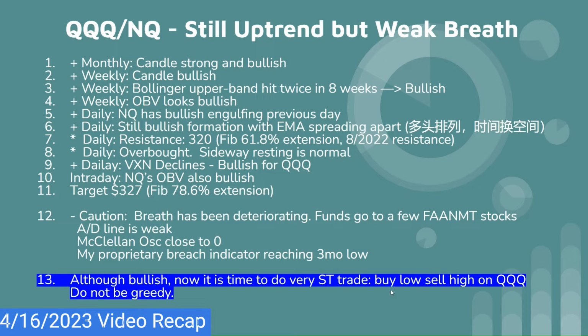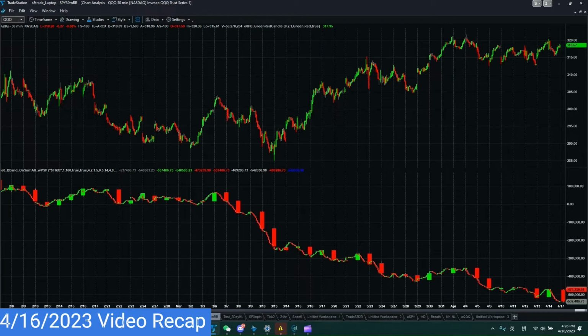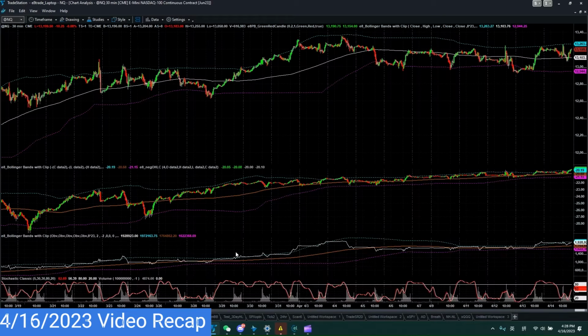Now we need to be patient. Wait for it to come back to support and stabilize, and then buy. And when it goes up, we should sell. Don't wait. Don't think it's going to have a big move. For example, this is the Nasdaq 100.